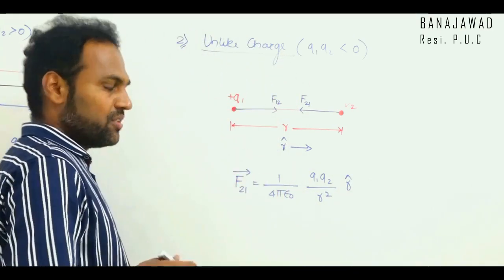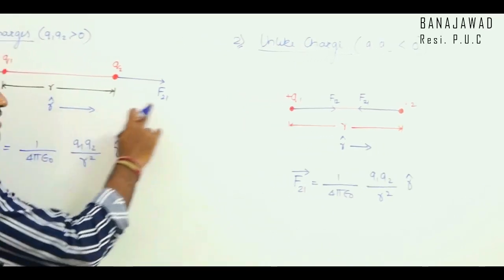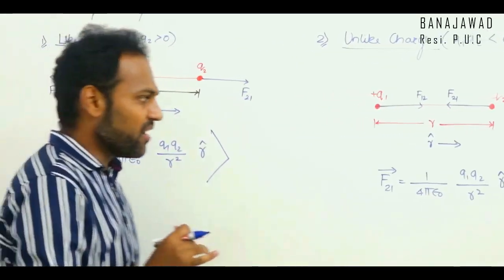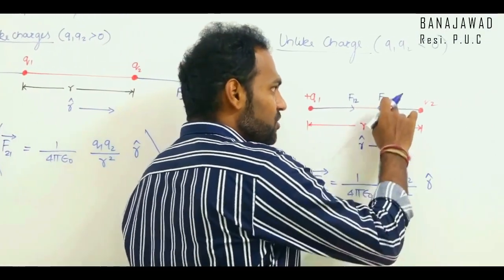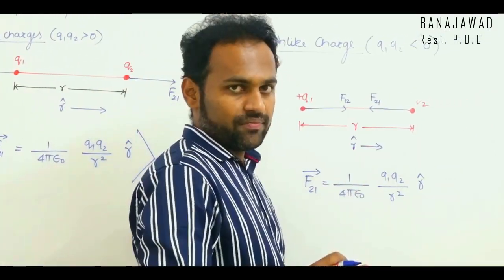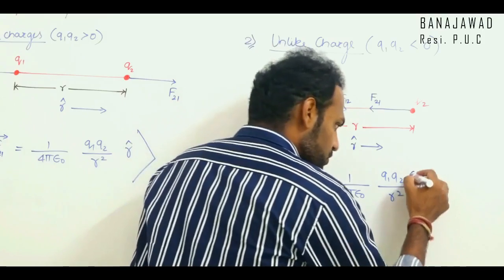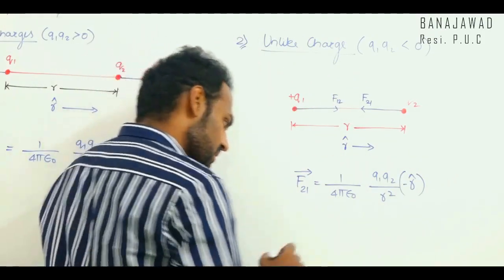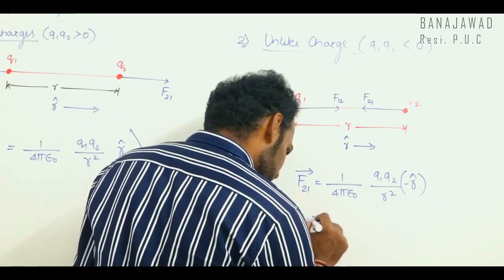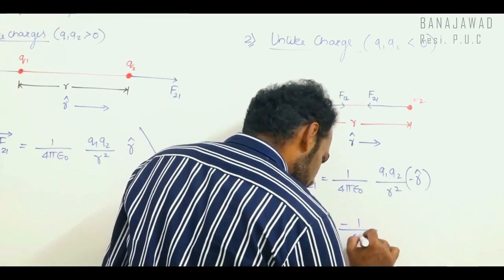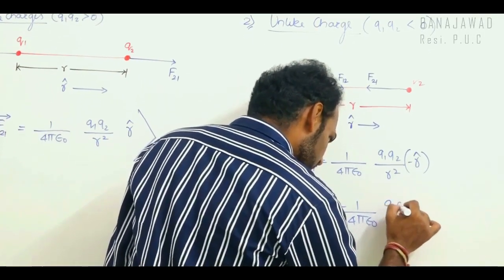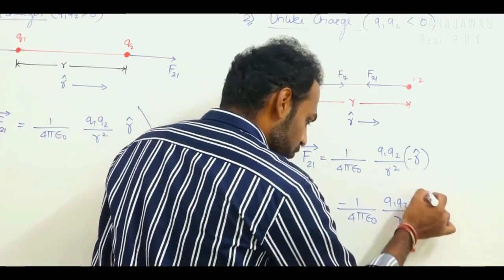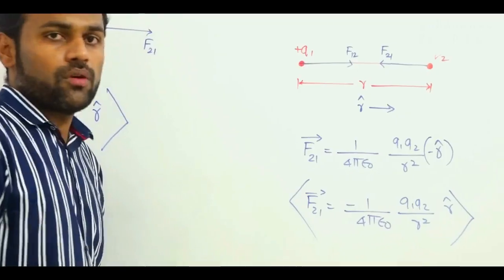But look at the direction. Here the direction of unit vector and direction of F21 both were same. That's why we took it positive. But here the direction of unit vector and direction of F21 are opposite. That's why we should take this r negative. It is not in the direction of F21. Hence, this F21 can be written as vector F21 is equal to minus 1 by 4 pi epsilon naught Q1 into Q2 divided by r square r cap. Well, this is said to be the vector form of Coulomb's law.